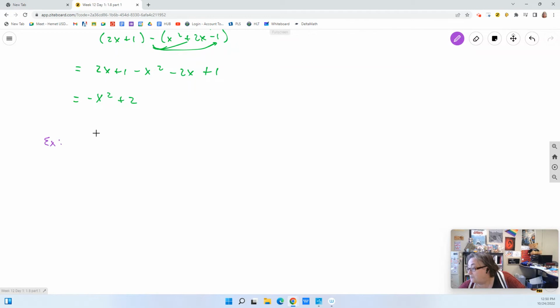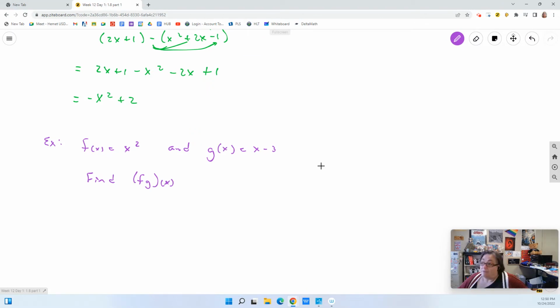So our next example is we're going to be given different functions this time. We're going to have an f of x that equals x squared and a g of x that equals x minus 3. And we want to find f times g of x.